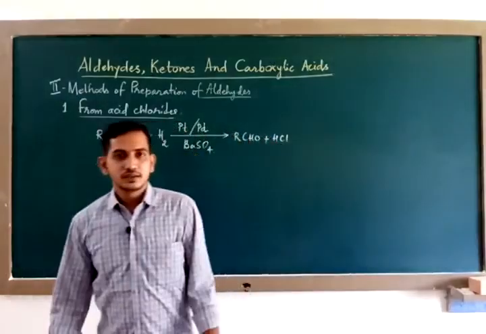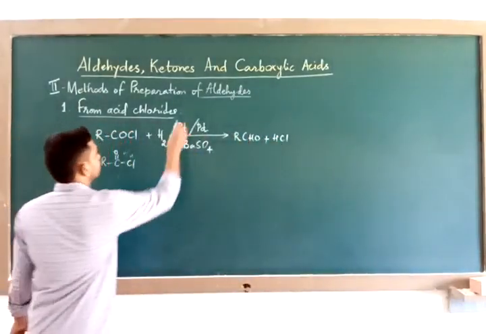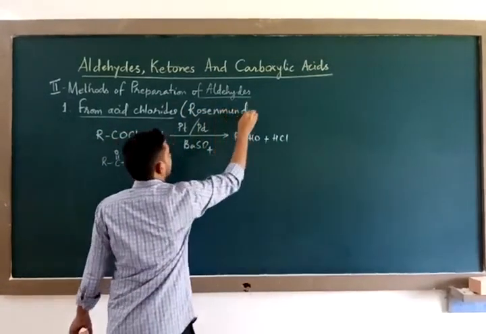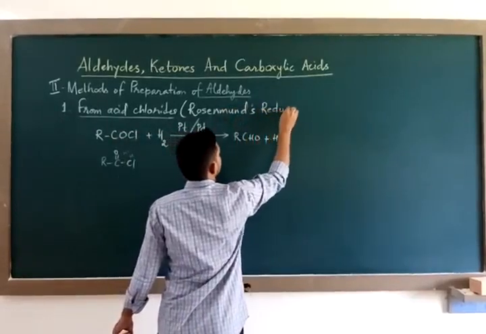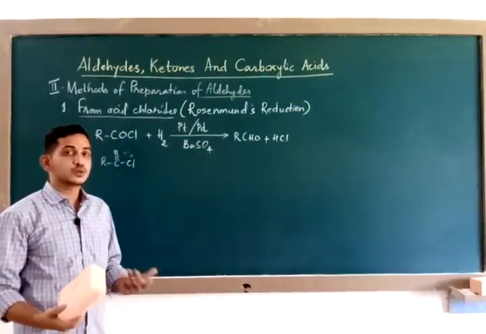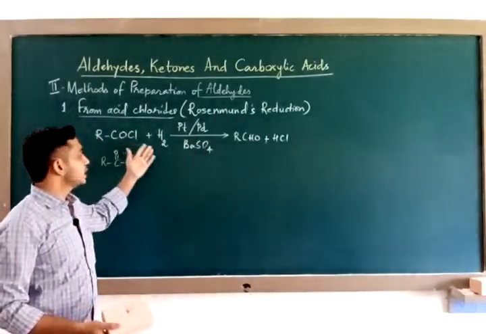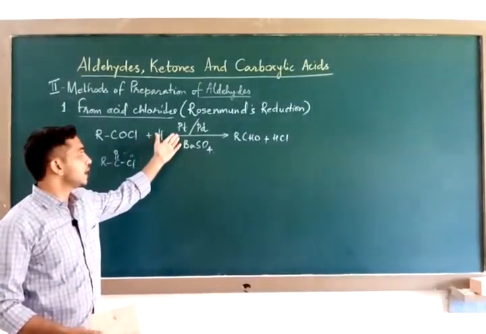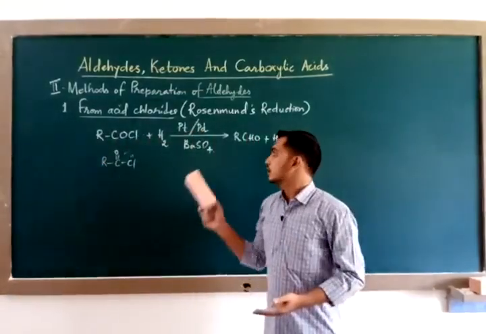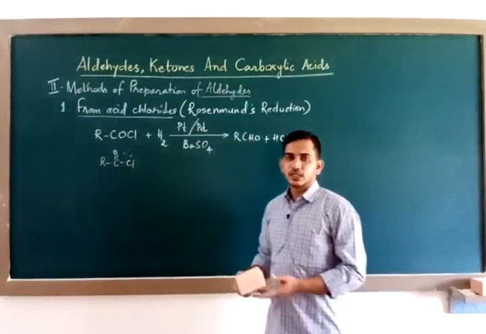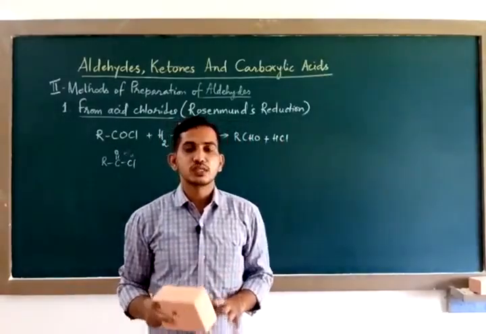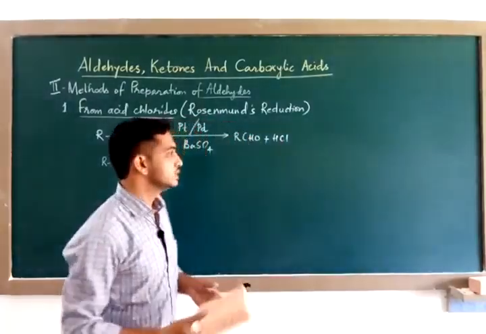Very simple method and very important method because it is a named reaction called Rosenmund's reduction. What is the name? It is Rosenmund's reduction. What is Rosenmund's reduction? Whenever acid chlorides are reduced using hydrogen in the presence of platinum or palladium as a catalyst deposited over barium sulfate, aldehydes are formed. This reaction is called Rosenmund's reduction and it is important for exams.